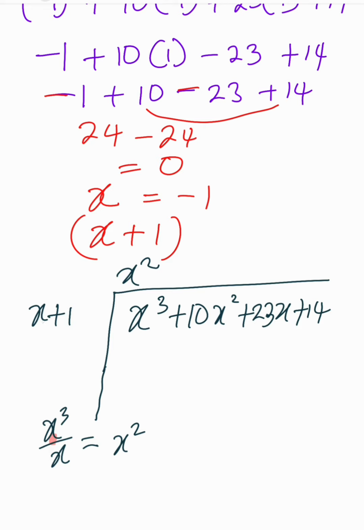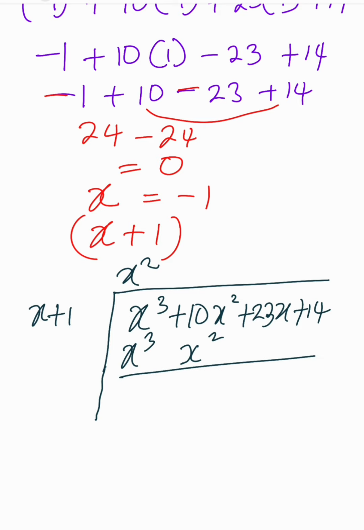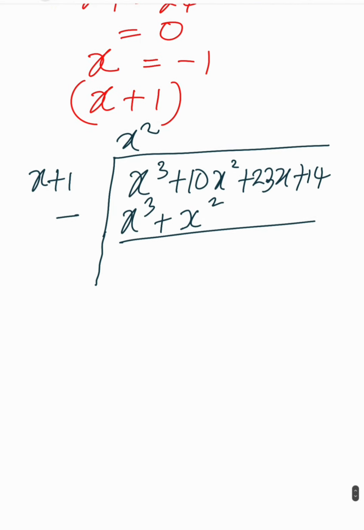X squared times x is x cubed, and x squared times 1 will give us x squared. You have to use the x squared you've got to multiply everything here. That's what you have to do. Then when we do that, we get x cubed plus x squared. After that, you subtract like you do your normal long division. X cubed minus x cubed has gone. 10x squared minus x squared is 9x squared. You bring down 23x, then plus 14.